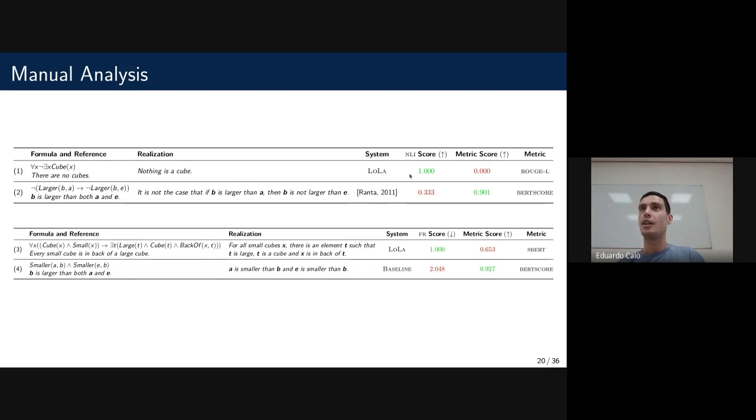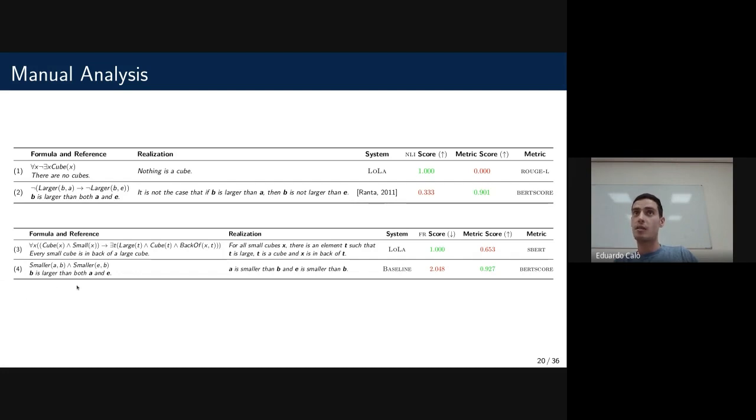But humans give an NLI score of 1, which means that the realization is extremely comprehensible for them, while the metric score, in this case Rouge, gives a score of 0. Because what happens with Rouge? Rouge just compares n-grams. And in this case, you can see that there is no n-gram overlap between the realization and the reference. So you can see that between the evaluation of humans and the metric, there is a huge mismatch.